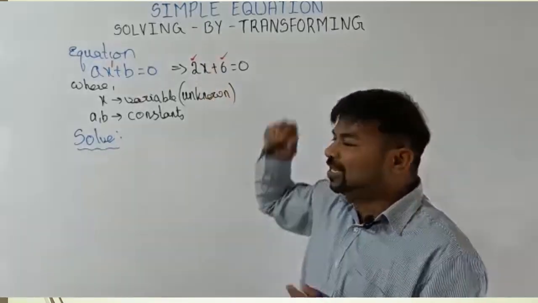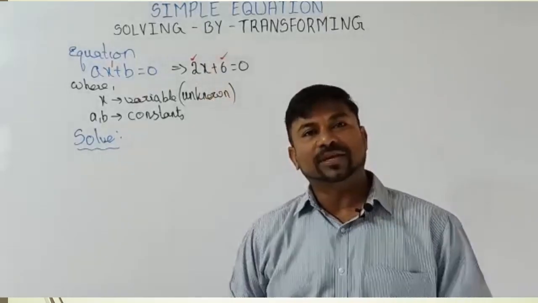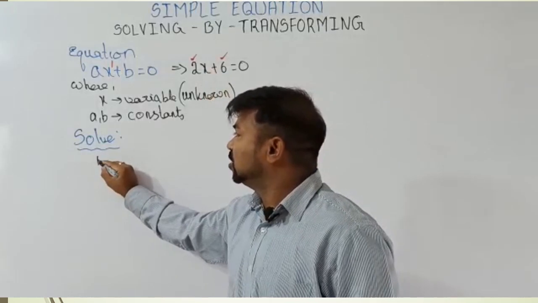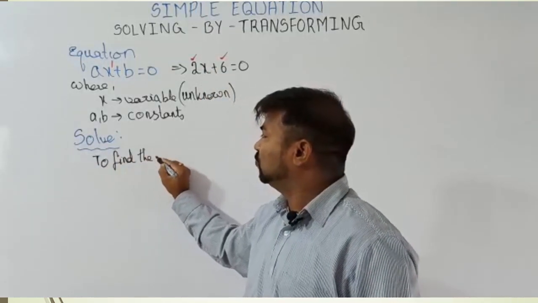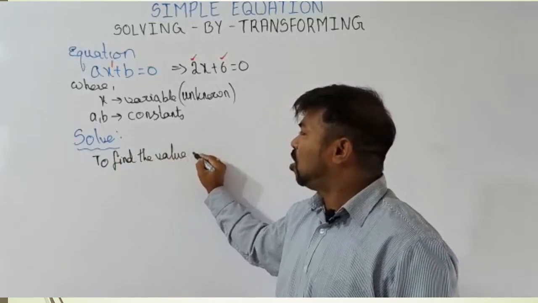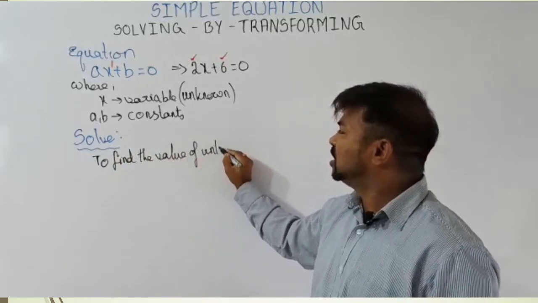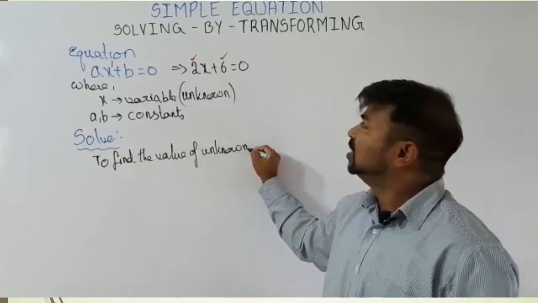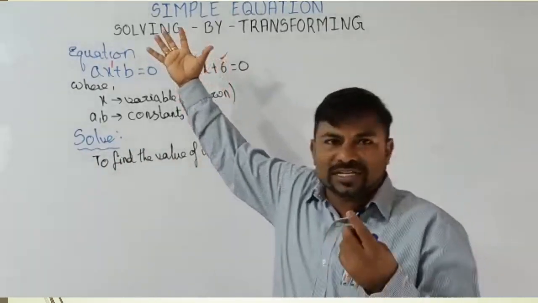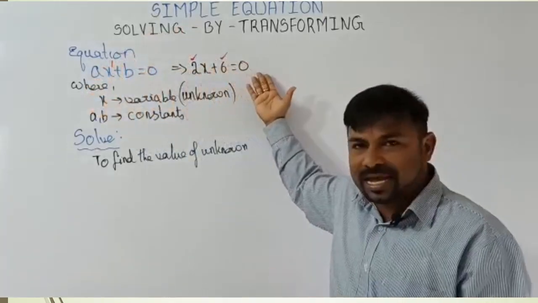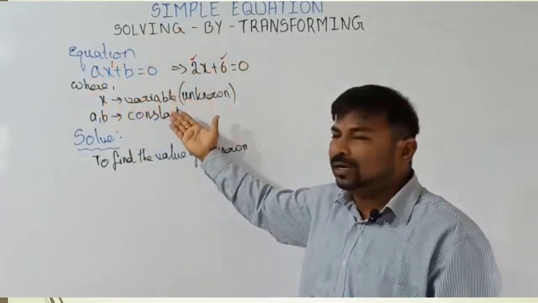To find the value of that, we use the method of solving. That's what I am saying: to find the value of the unknown. So who is the unknown there? It's nothing but the variable. That's what I had given: a standard equation and an example of that. It's nothing but a variable and constant.